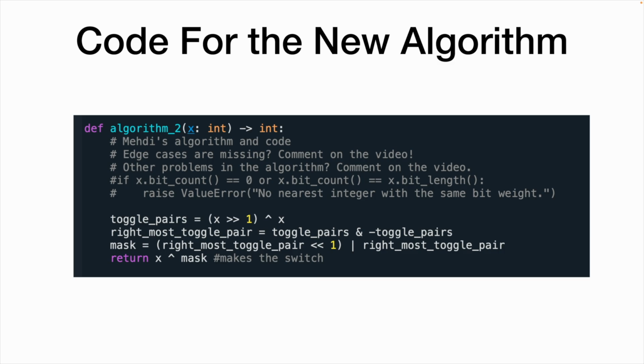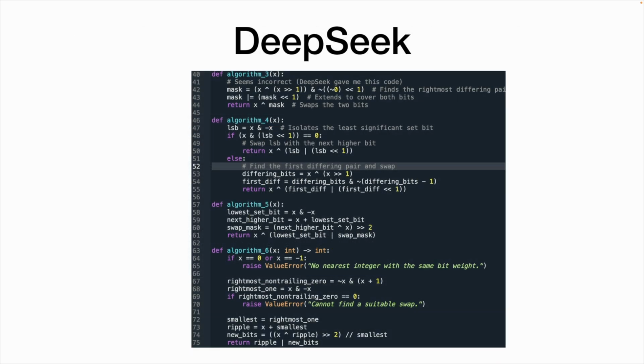Then I asked DeepSeek to list all of the famous algorithms and provide the code for them so I can compare the runtimes. It gave me these codes, algorithms 3 to 6. One is the one in the book, which we don't see here. Algorithm 2 is my algorithm. Algorithm 3, to be honest, seems wrong. So its runtime, I'm not counting on it. But 4, 5, and 6 seem okay.